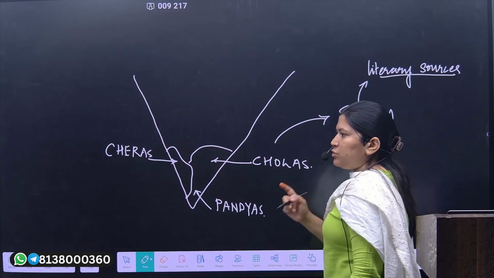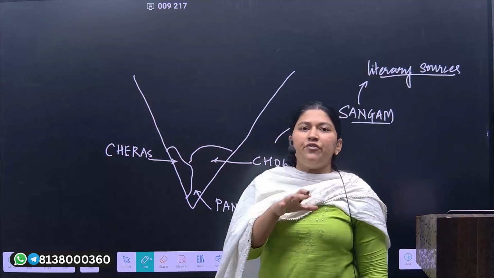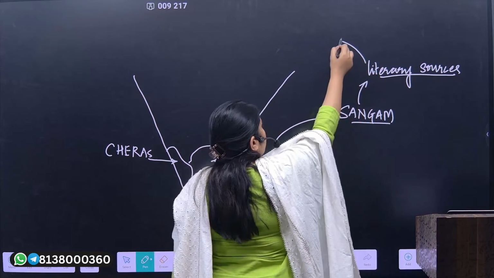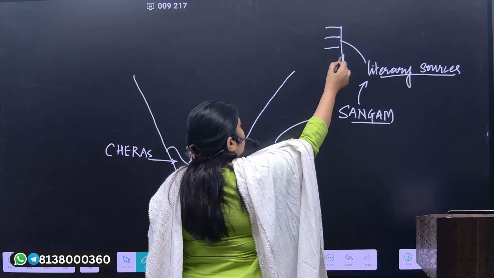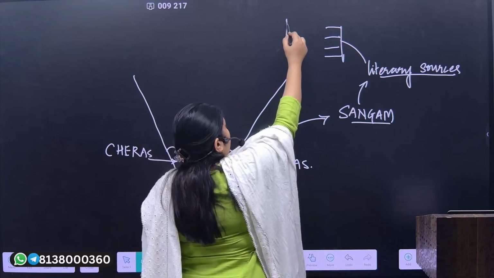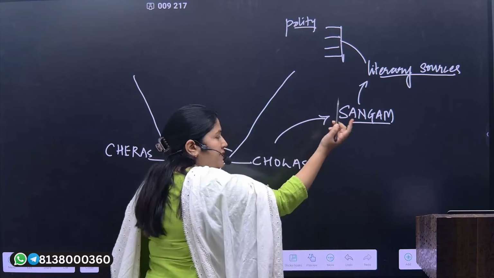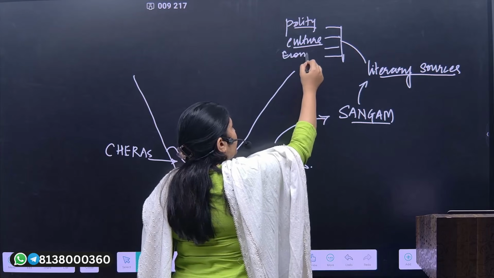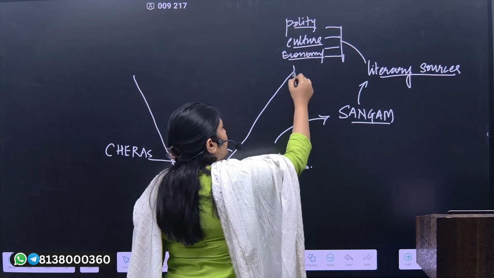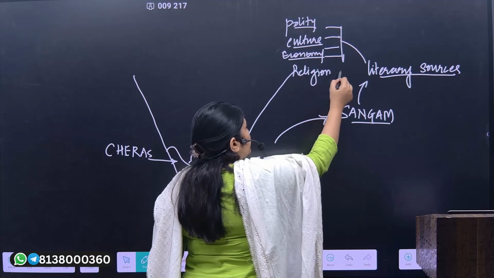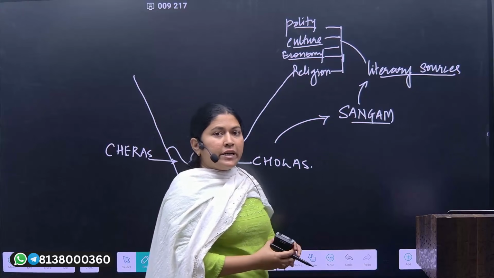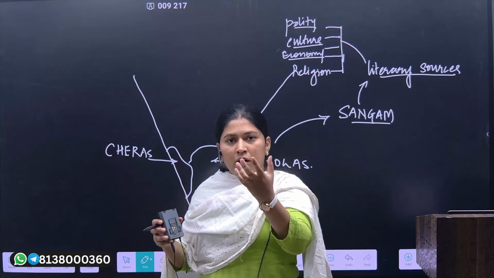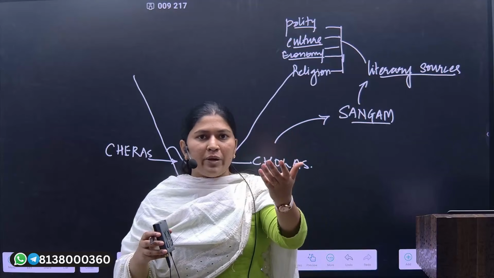Whatever literary sources we get during this period tell us everything about the polity and administration. With the help of this literature, we are going to study the different aspects of the Sangam period. First, we will study how the polity was during that time. Secondly, the culture. We will also discuss the economy, and after that the religion that was followed during that period. The religious aspects of the Sangam age would be completely different from those of the Mauryan period and the Gupta period.